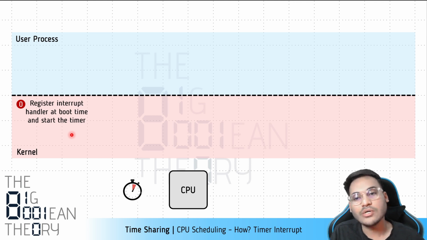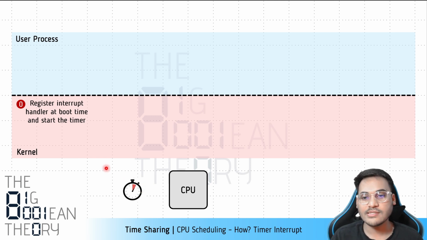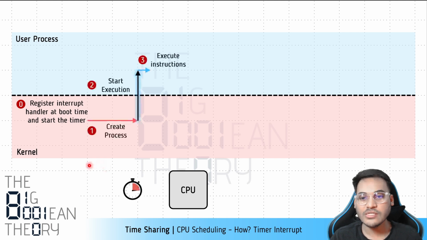Now once the timer has started, once it expires, an interrupt will be raised. You can see the timer has started. Once it completes this interval, it will raise an interrupt. So let's start a user process and see the behavior of the process in the presence of the timer interrupt. Here the operating system has created a process. At some point in time, we are assuming that the operating system has created a process and given the control of the CPU to the user process. It has started the execution, and now the control is with the user process.